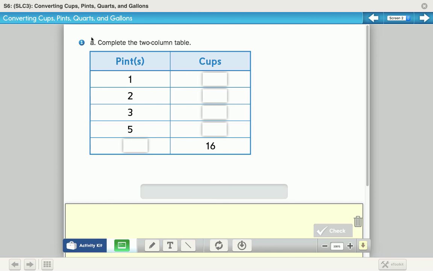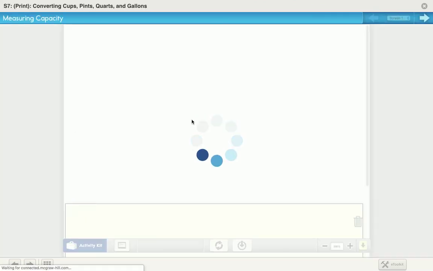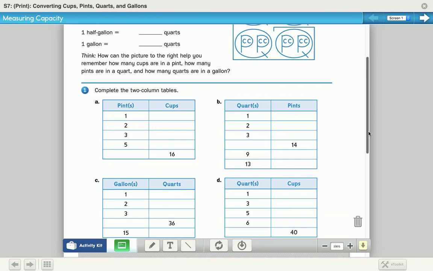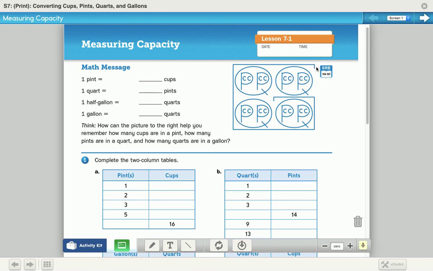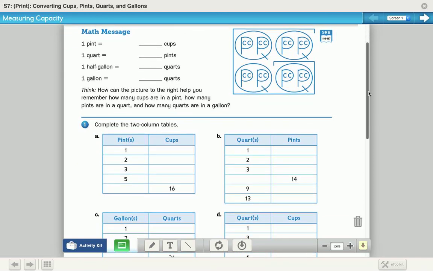Now, in your math journal, you have the charts that we filled in before. So I'm going to go ahead and go to the page that would be in your journal, and it would look like this. So you could either use the conversion chart, or you could use the gallon drawing, I guess you could call it, to figure out what goes in the blanks. So to change pints into cups, there's 2 cups in every pint, so you would have to multiply times 2 to do all of these.